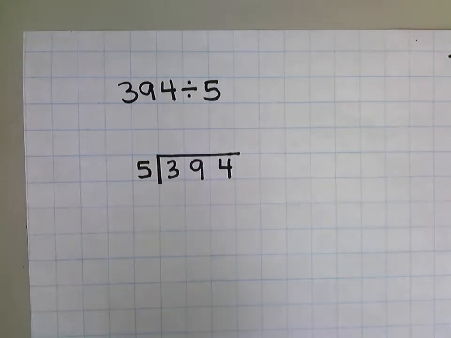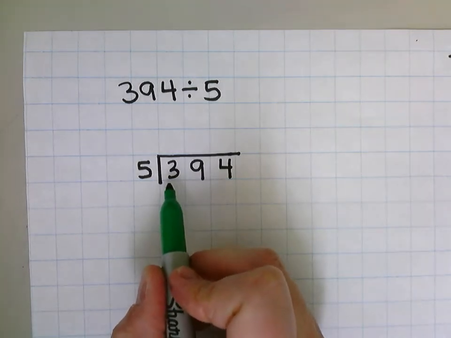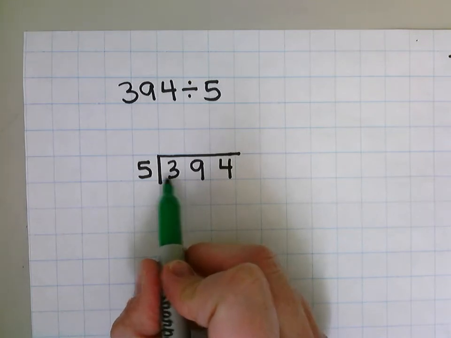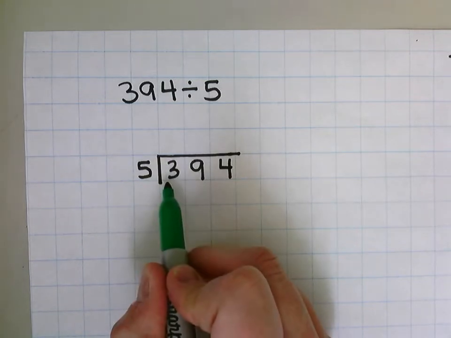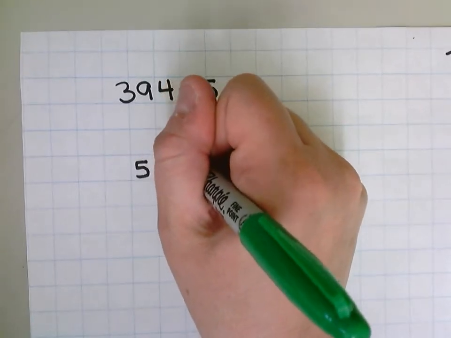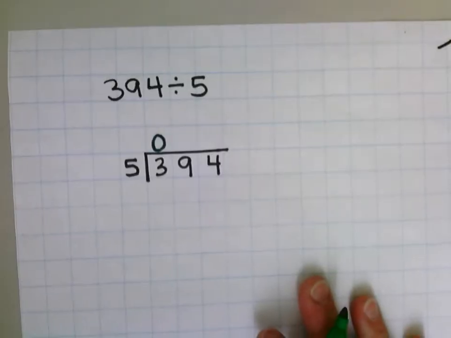I'm going to start with my largest place value. I always start with the largest place value when dividing. My largest place value in this number is the hundreds place, and I have a 3 in the hundreds place. So I'm going to think, well, 3 is less than 5. I can't get 5 groups from 3. So I can put a 0 or an X in this hundreds place to know I don't have any hundreds in my answer.